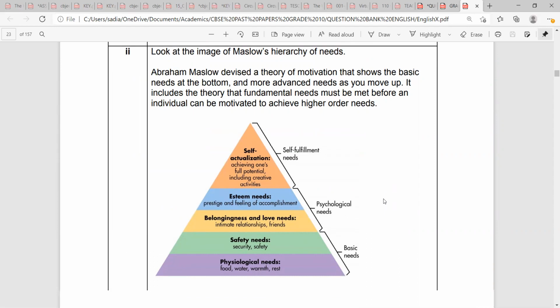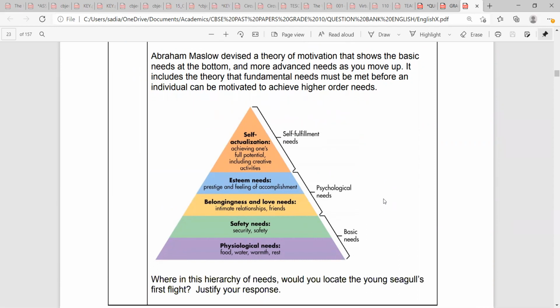Maslow's theory. Read carefully. Self-actualization, achieving one's full potential, including creative activities. Next are esteem needs, prestige and feeling of accomplishment; belongingness and love needs, intimate relationships and friends; safety needs, security and safety; physiological needs, food, water, warmth, and rest. The first part is self-fulfillment needs. At the bottom are the basic needs.